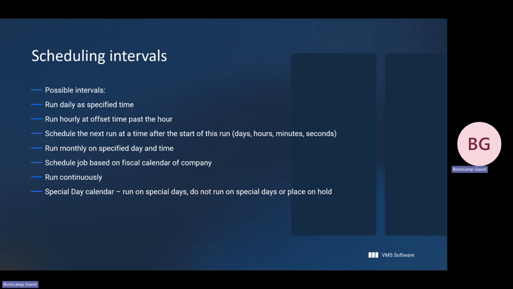Job scheduling intervals, let's dig more into that. Possible intervals are: run daily at a specified time, so we can specify an absolute time; run hourly at an offset time past the hour; schedule the next run time after the start of this run, in days, hours, minutes, seconds, instead of the completion time; run monthly on a specified day and time; and, as already mentioned, you can schedule on a fiscal calendar, and then run continuously.